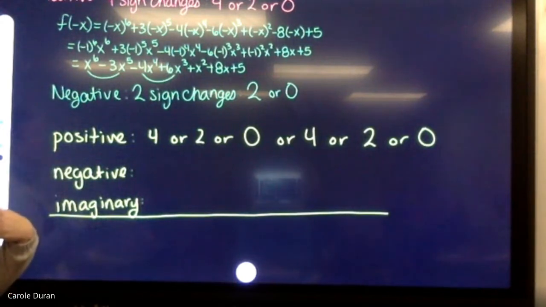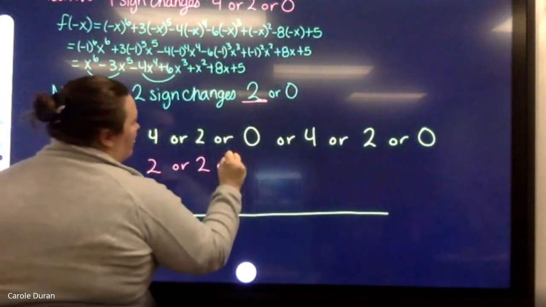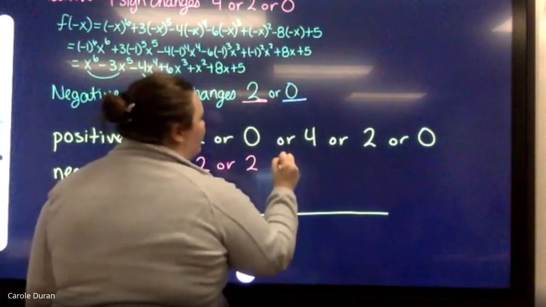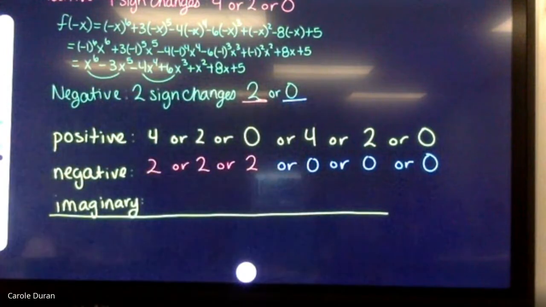Now all I have to do is fill in my negatives under each of these possibilities. So my first negative possibility was 2. So I'm going to test each of these with 2 negative roots. My other possibility for negative was 0. So I'm going to test my second set with 0 negative roots. And I'm trying to find the combinations that I could possibly have for types of roots. It's rough. I know it's rough. It's very confusing. So each of my positive possibilities gets tested or paired with each of my negative possibilities.